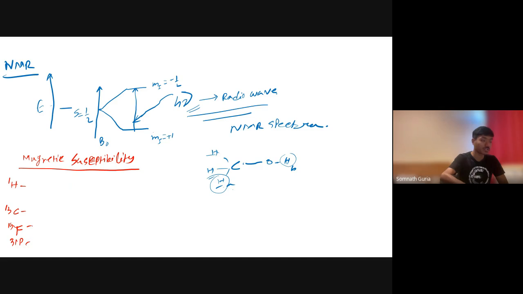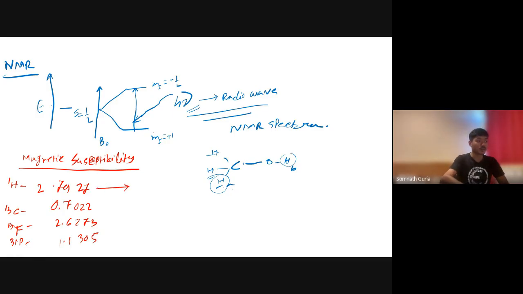Also people are right now using lithium. Someone is also tuning mercury, lead, all those elements, and they have different magnetic susceptibility. Hydrogen has the highest magnetic susceptibility, which is 2.7927, and we have 0.7022 for carbon, 2.6273 for fluorine, and phosphorus has a magnetic susceptibility of 1.1305. You don't need to remember all those things.